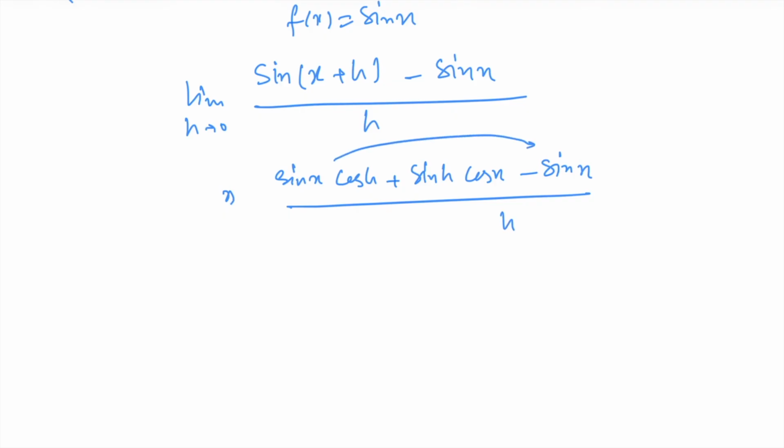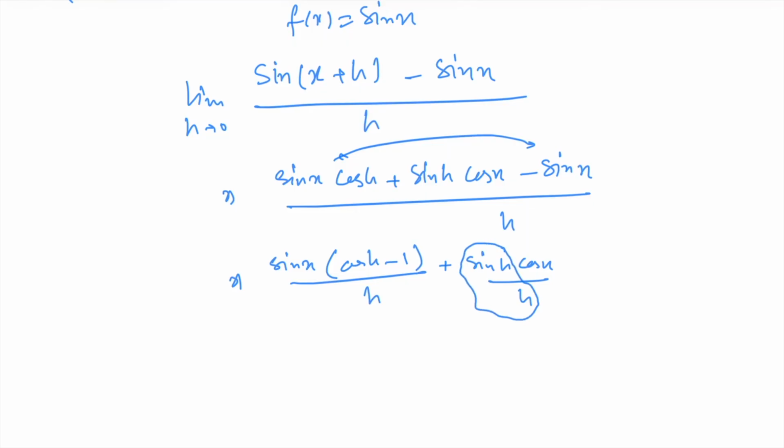Now we'll put these terms together and take the common. Sin x and (cos h - 1) will come in one bracket, and there would be sin h upon h times cos x. Also we'll take the h with each one. Now we know sin h upon h, if h tends to 0, comes around 1.